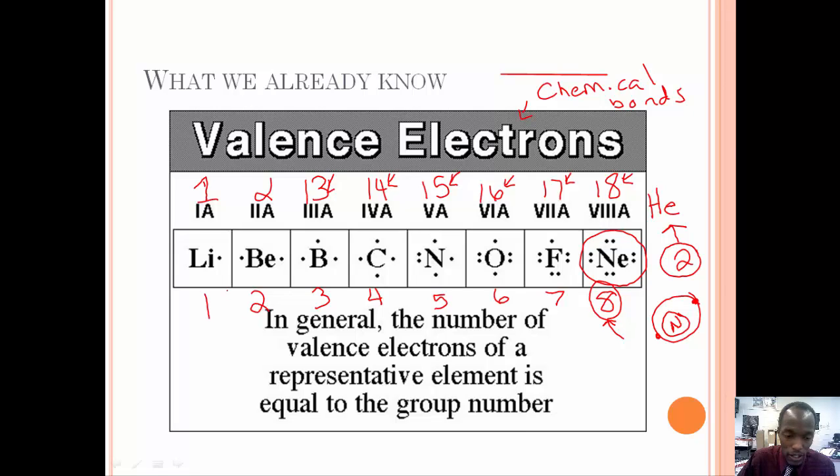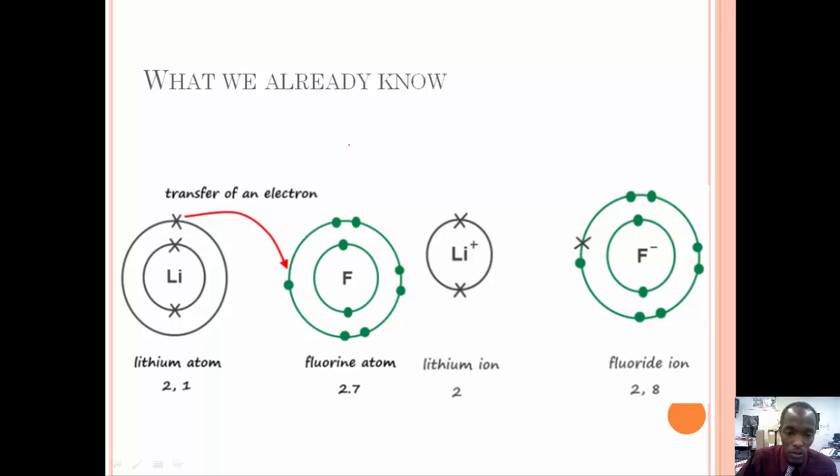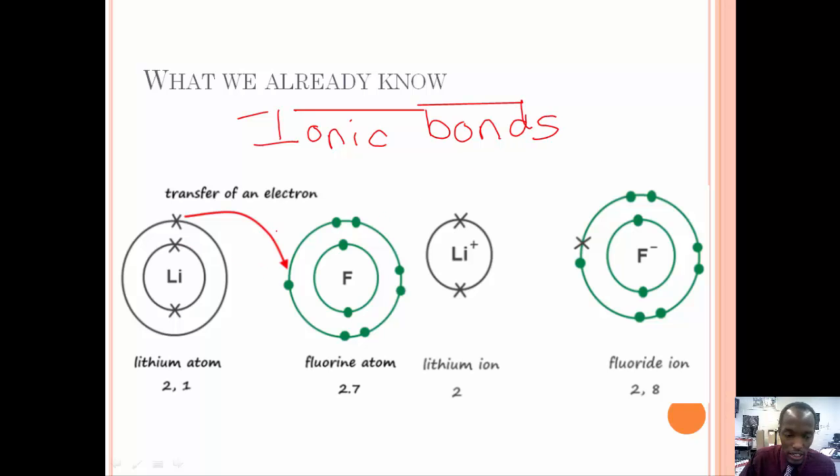And all these elements right here, with the 1, 2, 3, 4, 5, 6, 7 valence electrons, they want to be like 8. So what we already know, we learned in our previous segment about ionic bonds. We know that ionic bonds are formed when a metal meets a non-metal.